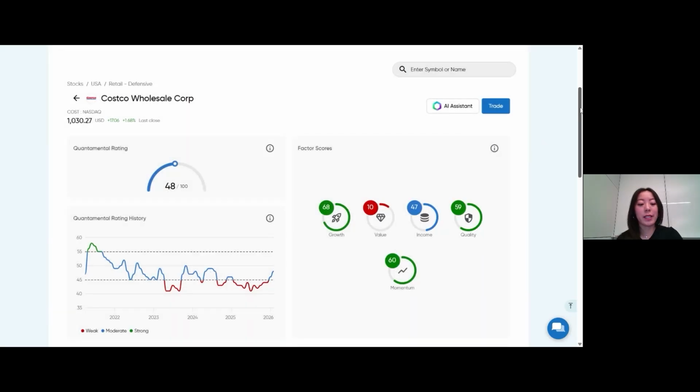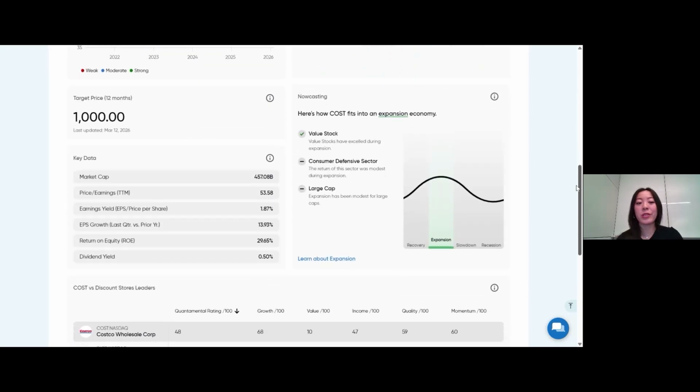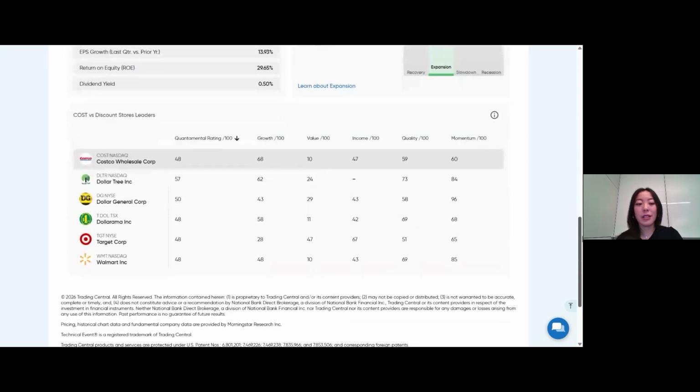And let's say you wanted to take a look at how other competitors in a similar industry are doing. If you scroll down, you'll see the same concept of analyzing a bunch of other discount store leaders, as they call it, that are comparable to Costco, and they give you a breakdown of the Quantamental rating overall, as well as the 5 different factors and how they compare to Costco. So I'd say in practice, many investors would use Fundamental Insight to decide what to buy, and Technical Insight to decide when to buy.